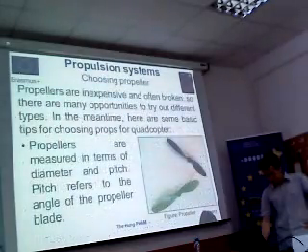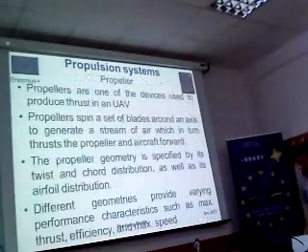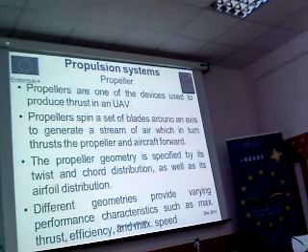Okay, the propellers. The propeller is the device used to generate the thrust of the UAV. The propellers spin a set of blades around an axis to generate a stream of air, which in turn thrusts the propeller and aircraft forward.